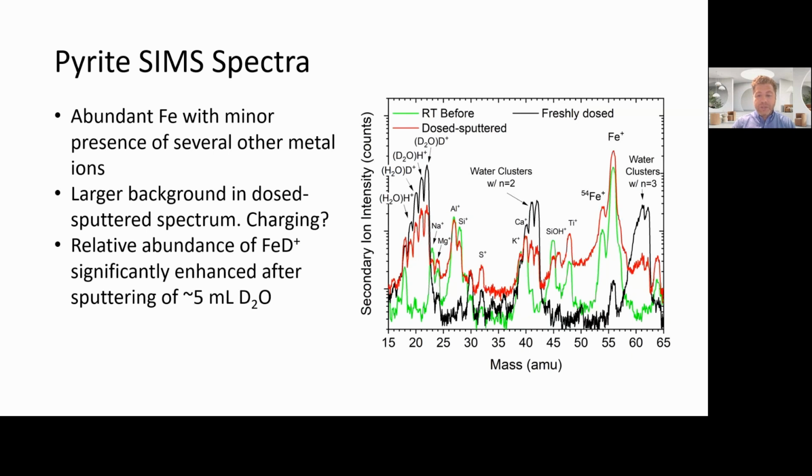After sputtering for a while, we do start to see those substrate ions reappearing in the red spectra. And in particular, we don't really see for the pyrite the formation of many deuterated species. And so there's no clear increase except for the SiOD+ here at mass 46. We don't really see much of an increase in the deuterated species for the pyrite substrate. Next.